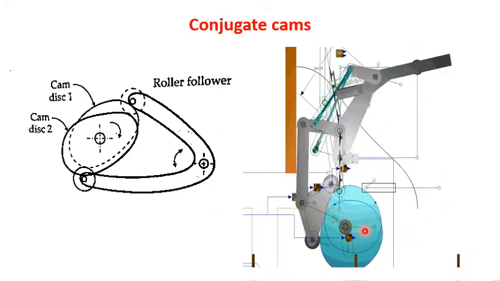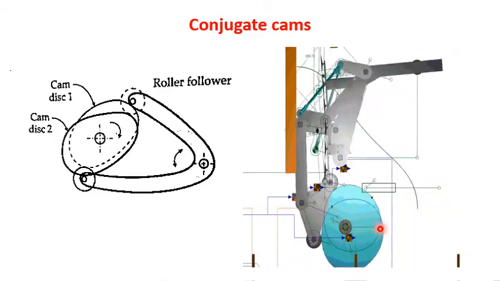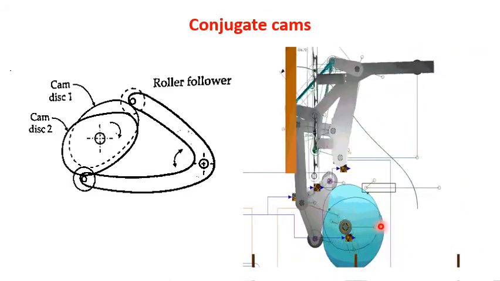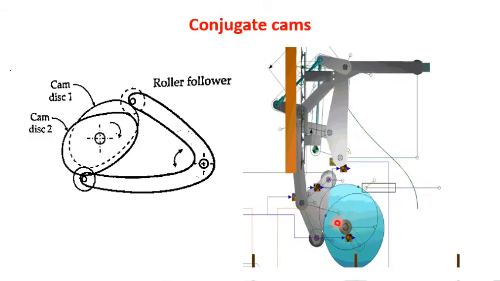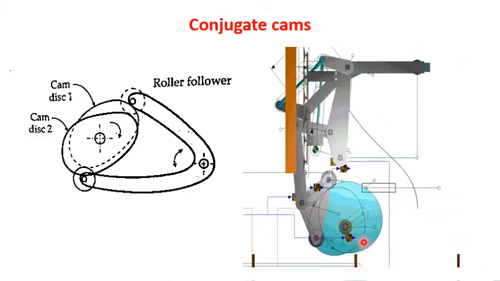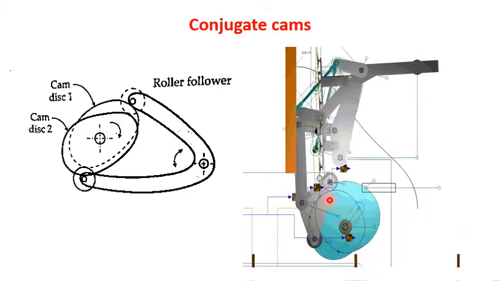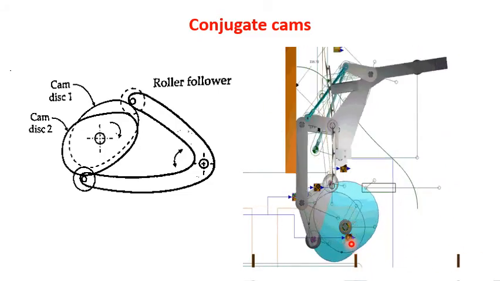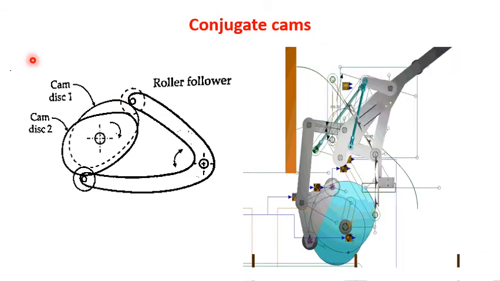So usually we use this type of cam for high dynamic conditions because it has a better grip. The grip between the follower and the cam is very good. Therefore, we use such types of cams for high dynamic and high load conditions.